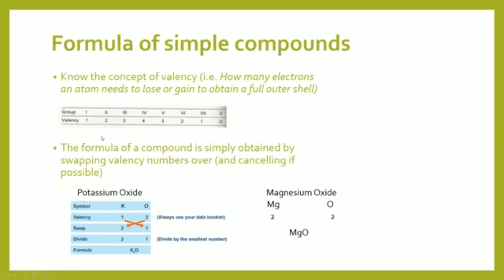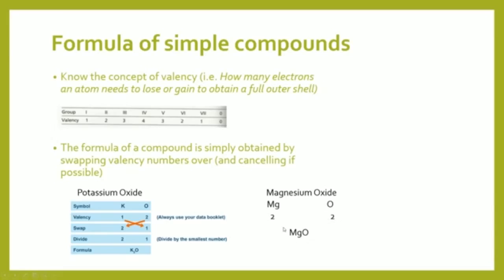For example, you have potassium oxide, you've got the valency of 1 for potassium and 2 for oxygen. You swap the numbers and what you get is K2O. That is the formula for potassium oxide. Magnesium oxide, you have valency of 2 for magnesium, and also oxygen has a valency of 2. You swap the numbers over, but in this case you can cancel it out, and if you can cancel, you must cancel. What that leaves is MgO.